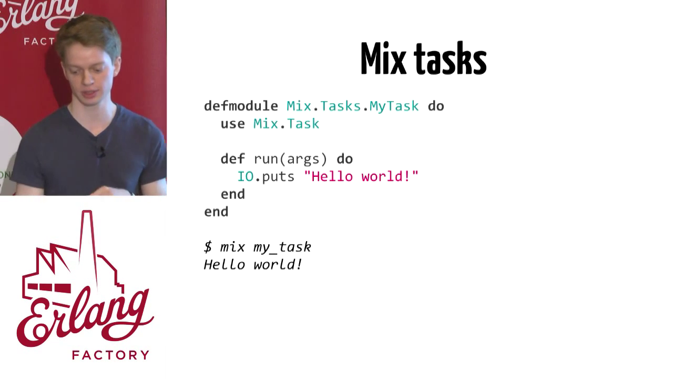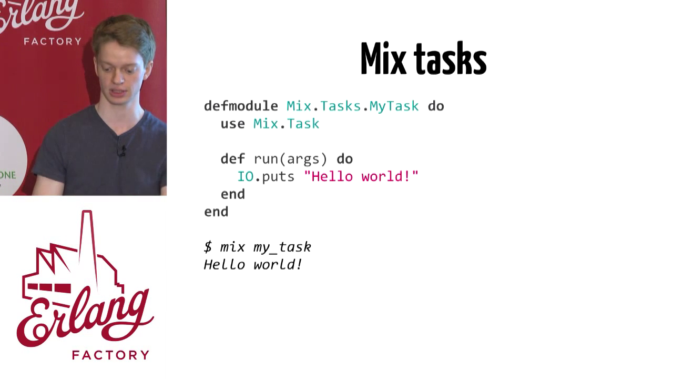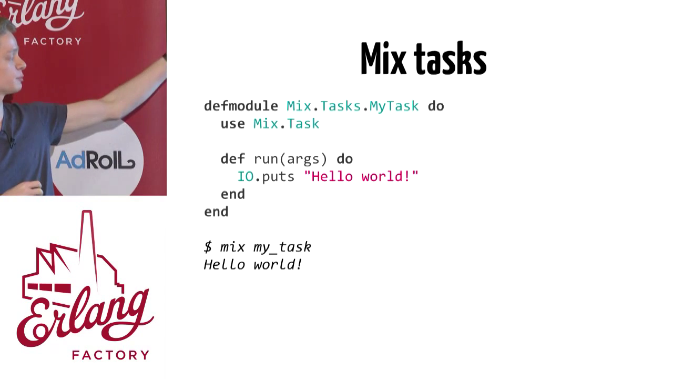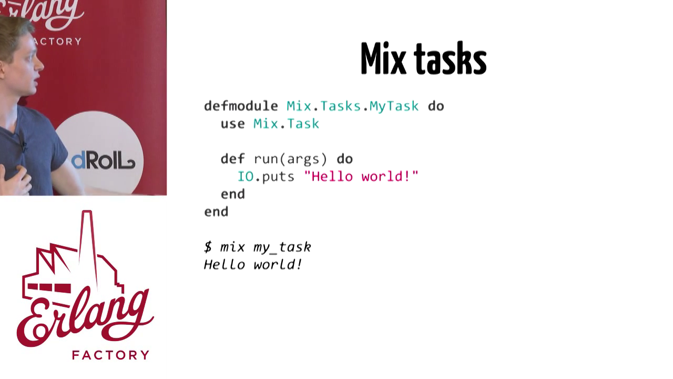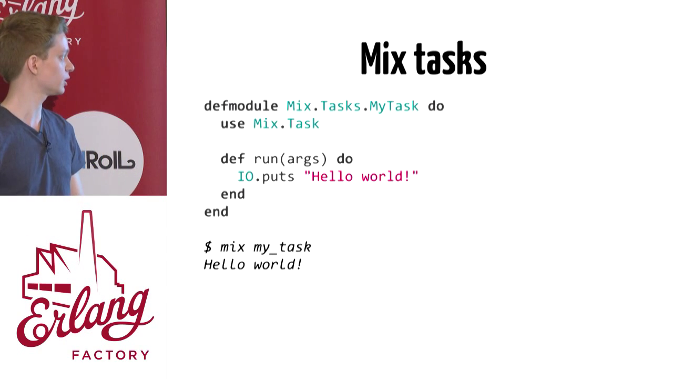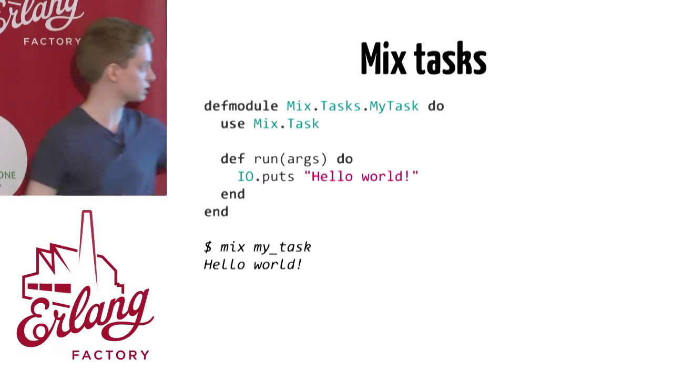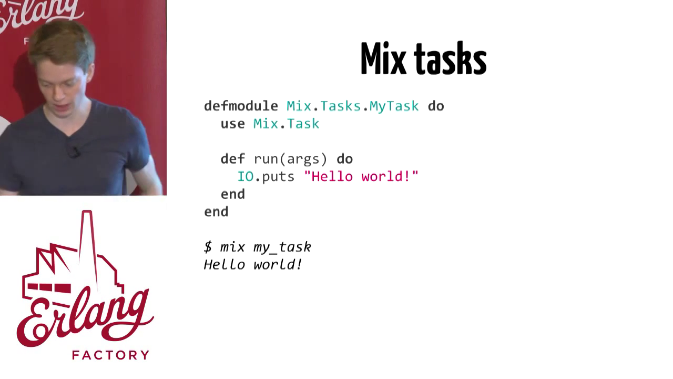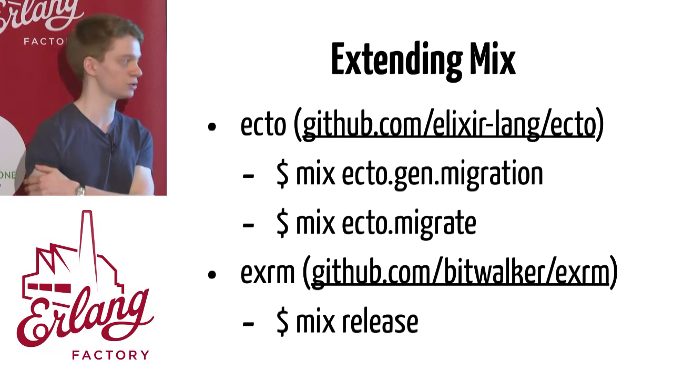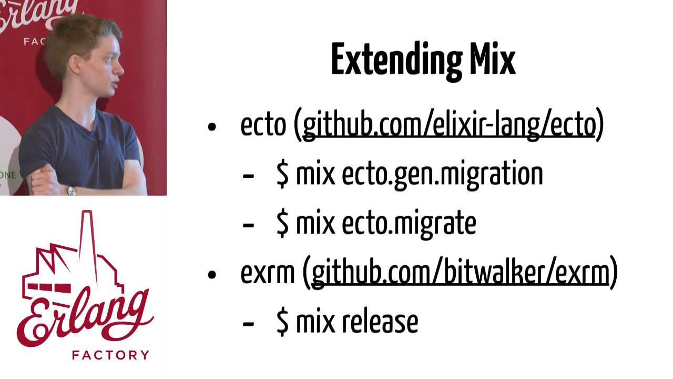So I mentioned Mix tasks earlier, and a Mix task is basically a module that follows this interface. It's namespaced under Mix.Tasks, and it has a function run that takes a list of CLI arguments. And when you have this in your project or in one of your dependencies, it will be available like this as a task that you can call via mix. And two examples of libraries that make use of this are Ecto and Exrm.